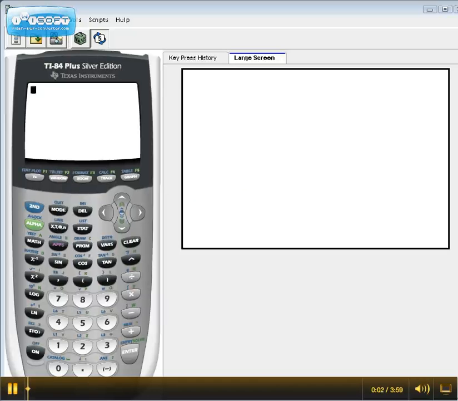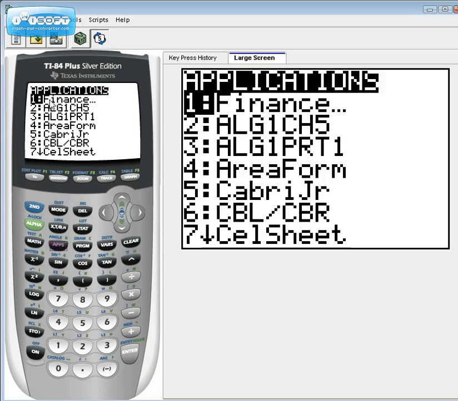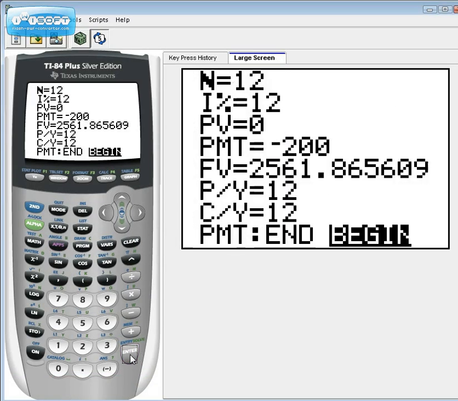Here's a quick review of how the TVM solver works on the TI calculators. First, you hit the apps button and you see the first option here is finance. So I'm going to hit enter, and the very first application here is the TVM solver. So I hit enter again.